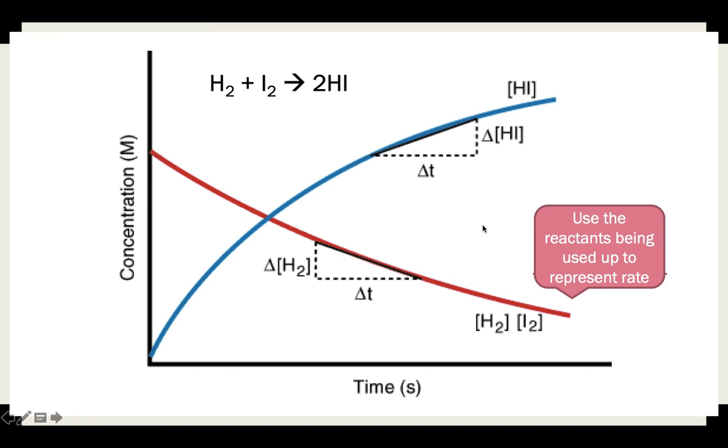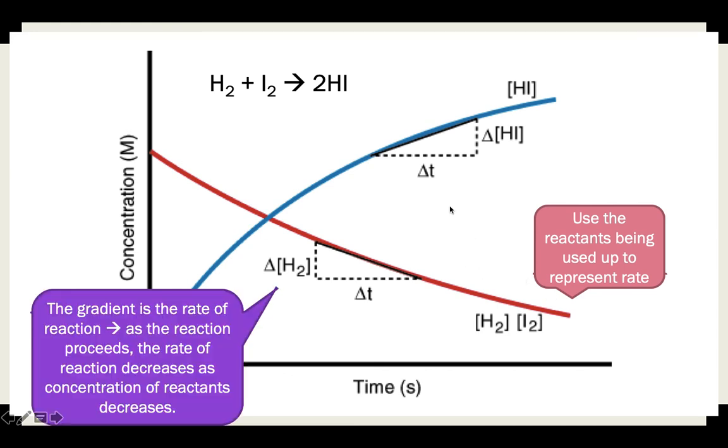But something that's more interesting here, you probably notice that the gradient of the curve is the rate of reaction, right? But the gradient of the curve is changing over time as well. The curve is getting flatter and flatter, yeah? So as you can see, that actually gives you an idea. As the reaction proceeds, the rate of reaction decreases because the concentration of reactants decreases.